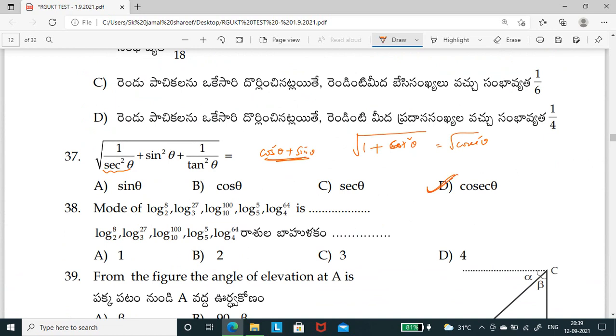Next, mode of log 8 to the base 2. So log 8 to the base 2 is nothing but its value is 3. Next, log 27 to the base 3. Its value is also 3. Log 100 to the base 2, its value is 2. And its value is 1. Next, log 64 to the base 4. 4 cube is 64. And it is 3. So clearly the mode is 3.